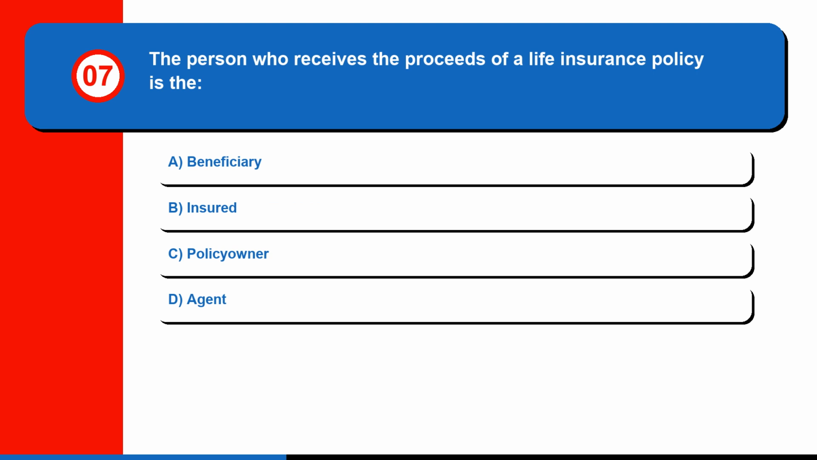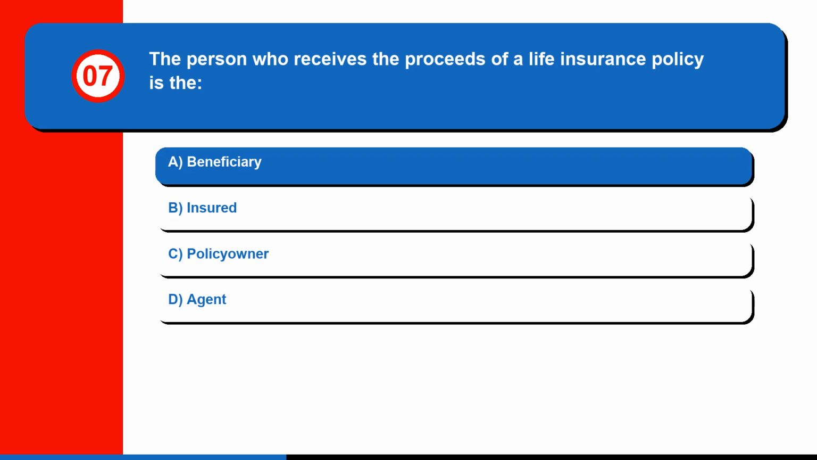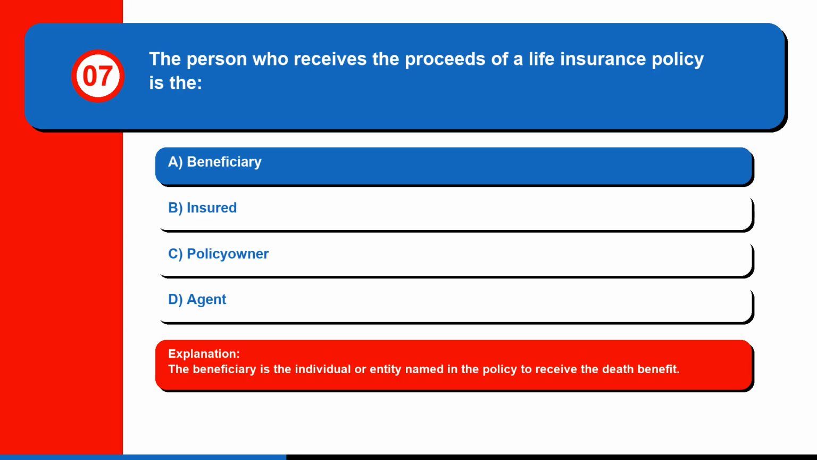Question 7. The person who receives the proceeds of a life insurance policy is the A. Beneficiary. B. Insured. C. Policy owner. Or D. Agent. The correct answer is A. Beneficiary. The beneficiary is the individual or entity named in the policy to receive the death benefit.